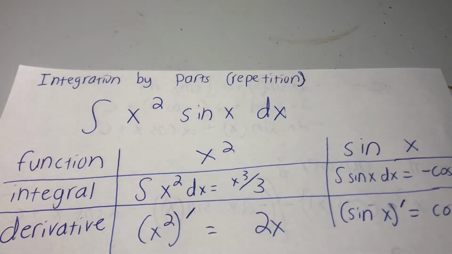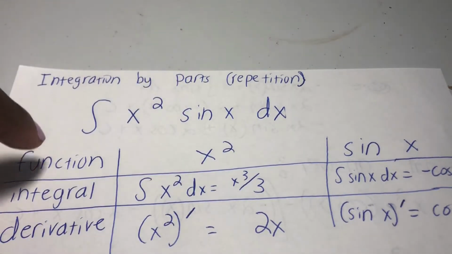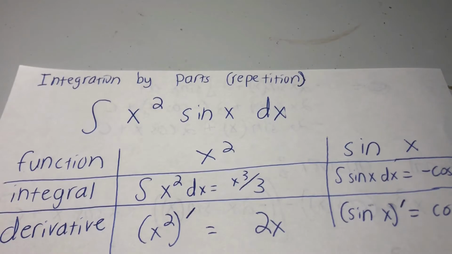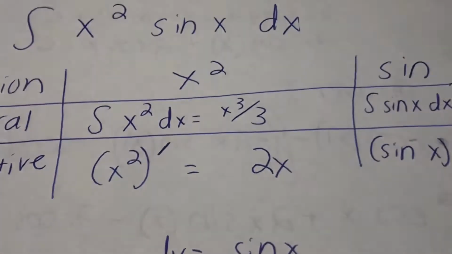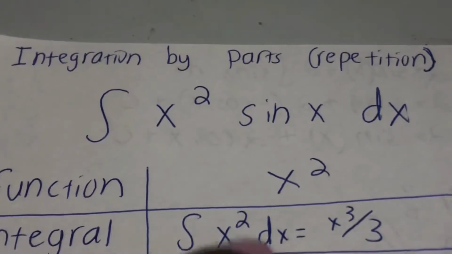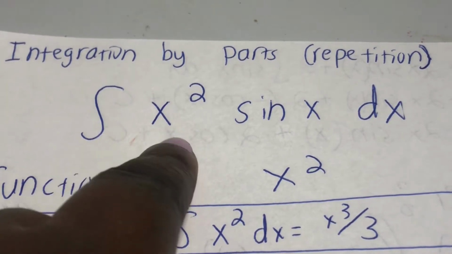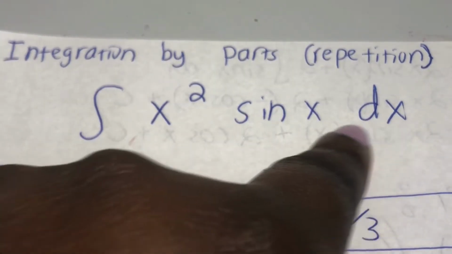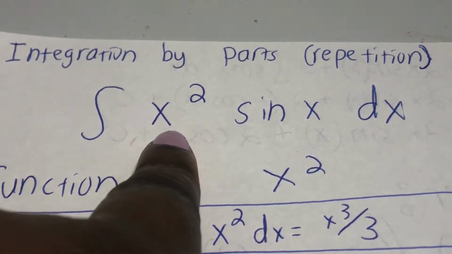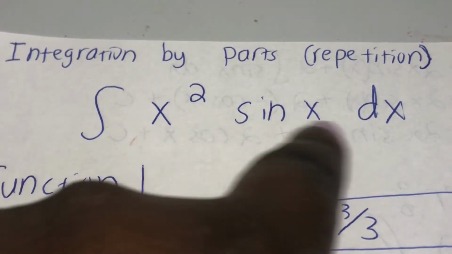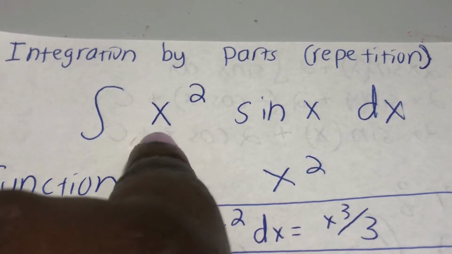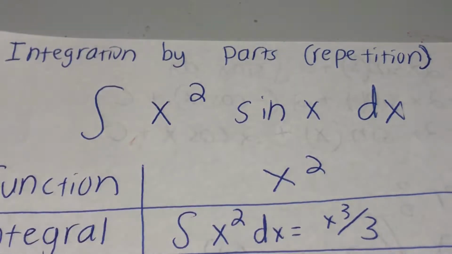Sometimes when you finish the uv minus the integral of v du, the integral of v du, you have to integrate it again to get the final answer. I show an example of that right here. So let's get into it. We're going to be using the integral of x squared times sine x dx. As you can see here, we would use integration by parts because these are two functions multiplied by each other. We have x squared, which is multiplied by sine x.